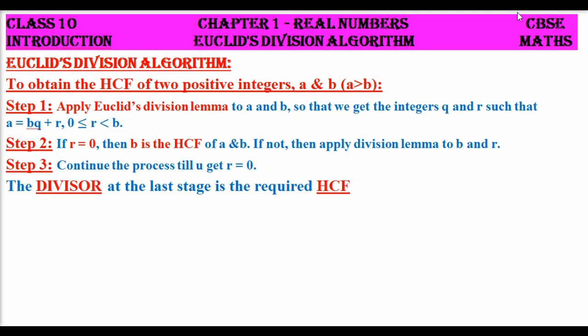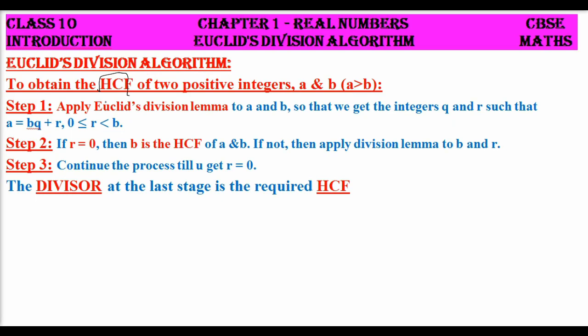Class 10 CBSE Maths Chapter 1 Real Numbers: Introduction to Euclid's Division Algorithm. In our previous video, we have seen the introduction to Euclid's division lemma. Now we are going to use Euclid's division lemma to find the HCF of two positive integers a and b. Right? This is the main use of Euclid's division lemma. Now let's see what are the steps involved in Euclid's division algorithm to find the HCF of a and b.